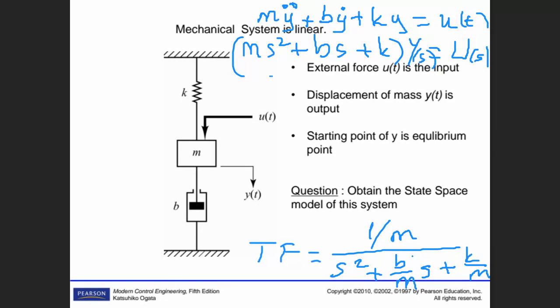Of course, the transfer function. What is the output? Output Y of S is equal to U of S times the transfer function.